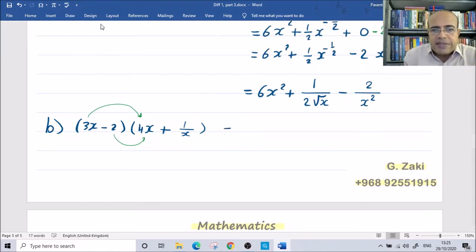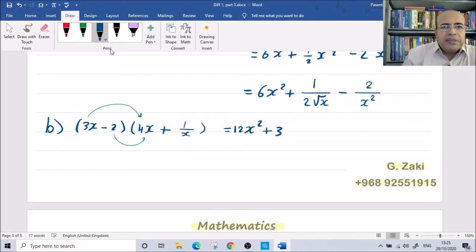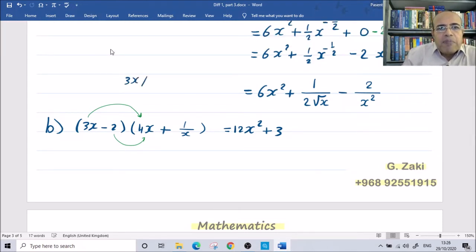So the answer of this is 3x times 4x, it's 12x squared. I multiply 3x by the whole second bracket. 3x times 4x, 3 times 4, 12, x times x, x squared. 3x times 1 over x, so it's 3. Again, 3x, I do it in simplest form. 3x multiplied by 1 over x. How can we do this? 3 times 1 equals 3, and x cancels with x, so the answer is 3. Okay?